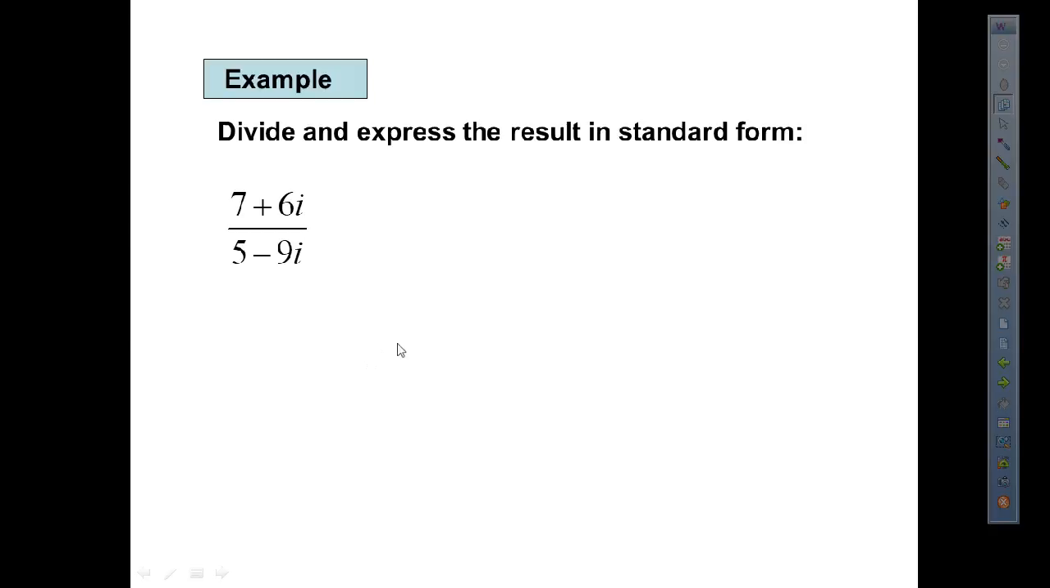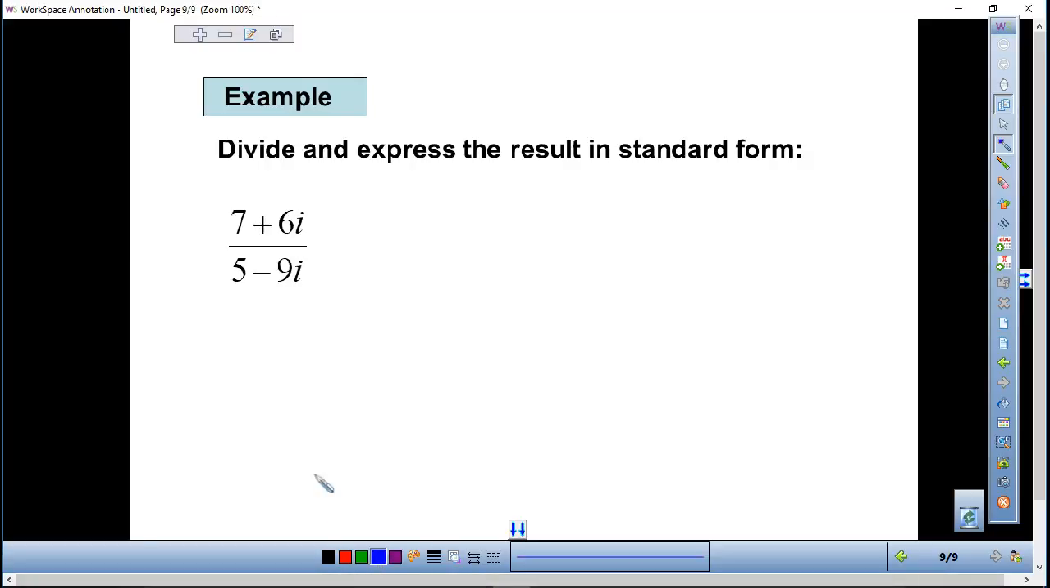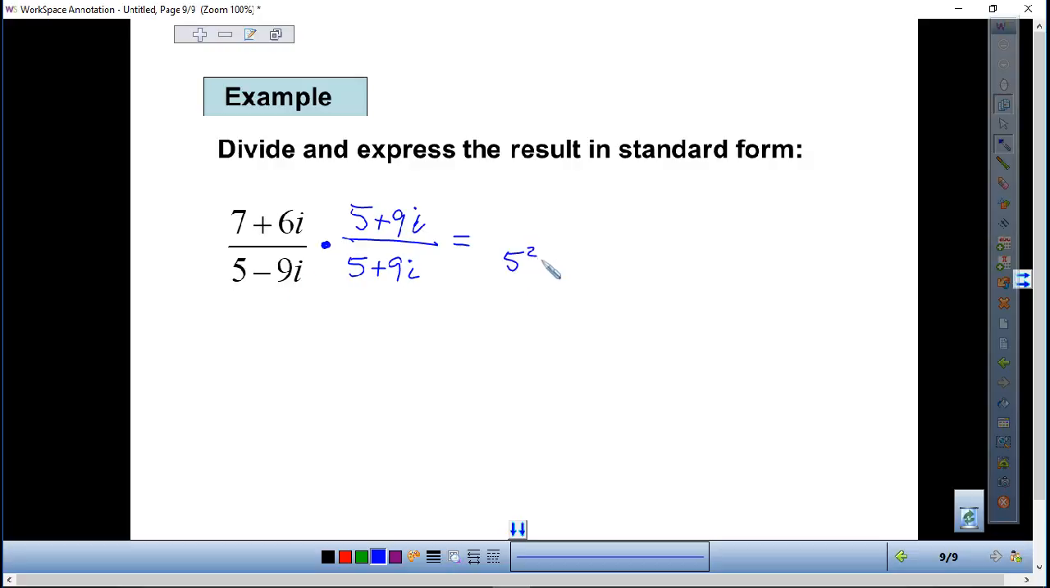Alright, so let's do this one. So we've got 7 plus 6i over 5 minus 9i, and we're going to divide this, which means we're going to multiply by the conjugate of the bottom. It's going to be 5 plus 9i, top and bottom, once again, because that has a value of 1, and anything times 1 is itself. Now, when we multiply across the bottom here, we're going to end up with 5 squared plus 9 squared.